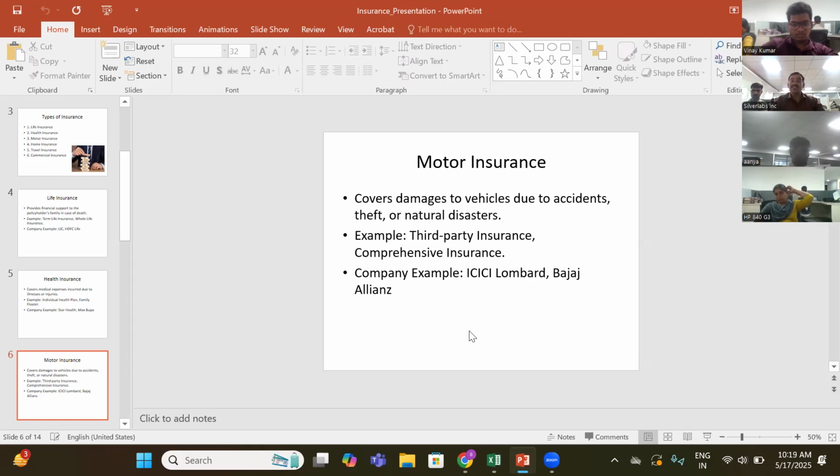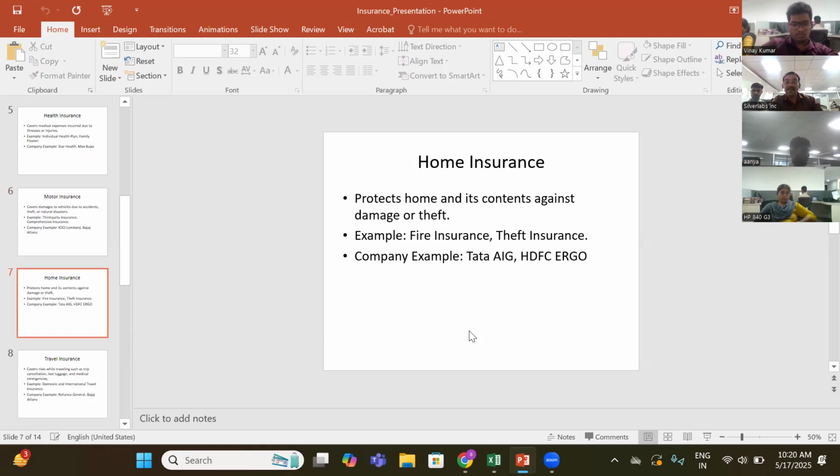Comprehensive is paid by the insurance company to the person who met with an accident. Number five, home insurance protects the home and its contents against damage or theft. Examples: fire insurance, theft insurance.